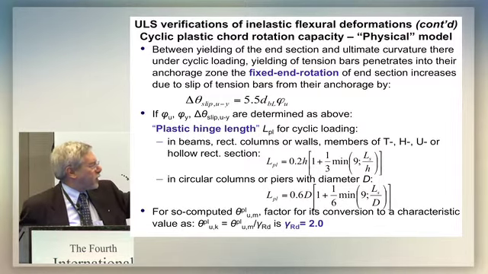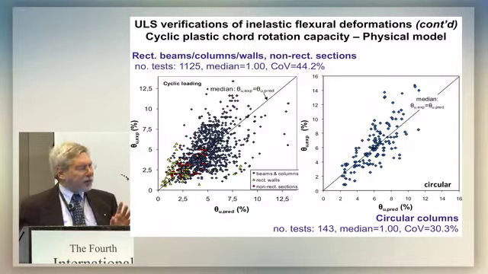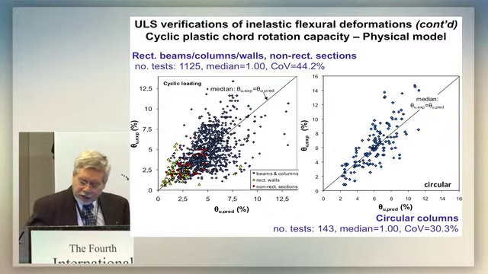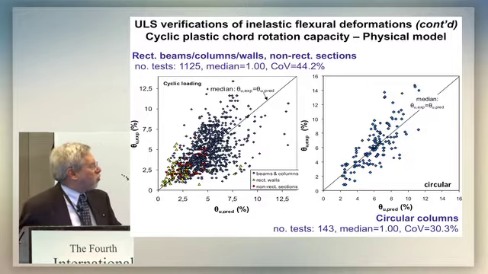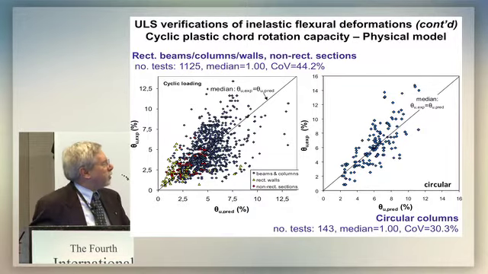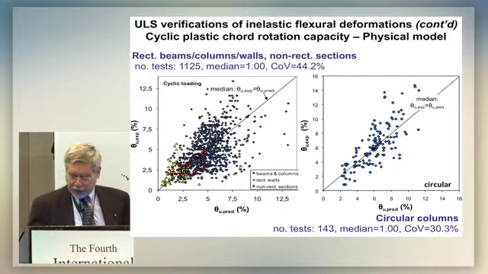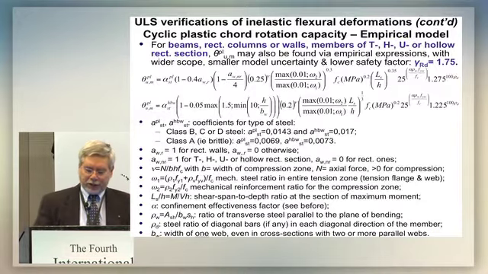They are different only for circular columns. For beams, columns, or walls, or other members, they are covered by a single expression. And that's the amount of scatter that these expressions give. For circular columns, the scatter is not too bad. It corresponds to a coefficient of variation of 30%. For beams and columns and walls, a very large number of tests, the coefficient of variation is large, 45%. So the scatter is large, which gives, in the end, a necessarily large gamma_Rd model uncertainty factor.